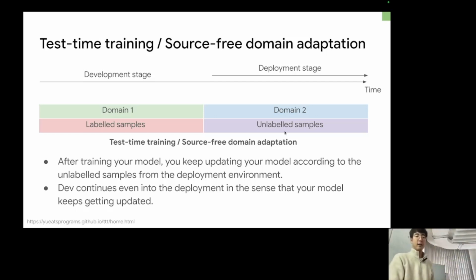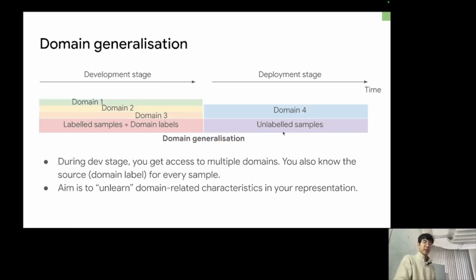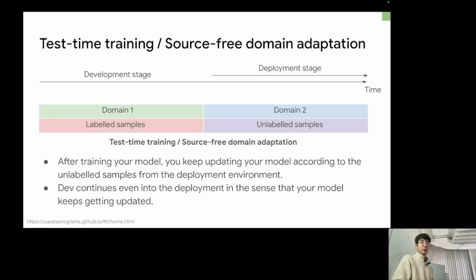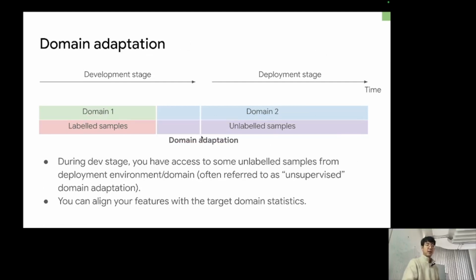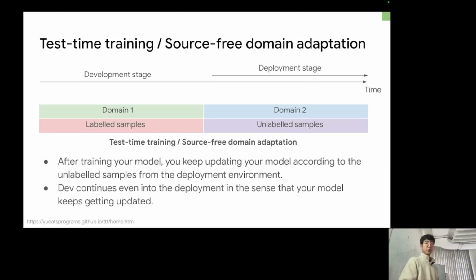But of course, here again, you will have unlabeled samples. It's very similar to the domain adaptation case. So people also call this source-free domain adaptation. It's like a special instance of domain adaptation, but now the adaptation happens along the introduction of new data sources. So it's a special case of domain adaptation.